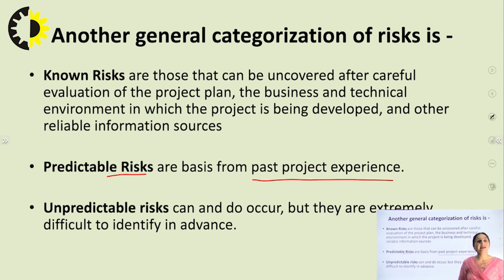Unpredictable types of risk can and do occur, but they are extremely difficult to identify in advance. See, it is very much clear from the name itself, the risks that cannot be predicted, right? That is why we are calling it unpredicted risk. So that means those types of risks which are actually difficult to identify in advance.